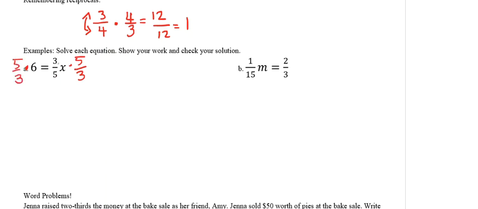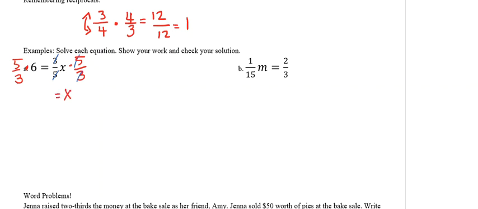And now you're going to have 3 times 5 is 15. 5 times 3 is 15. And that's going to give you 1. So you can just easily cross off the 3's and then cross off the 5's. You're going to be left with just x on the right side.